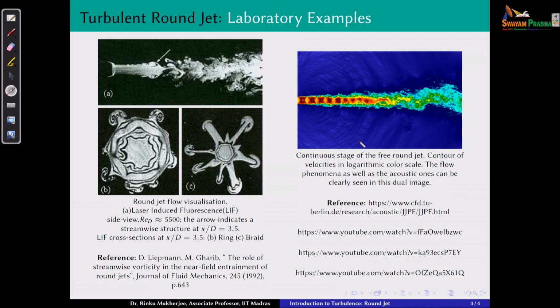It is essentially the continuous stage of the free round jet. The coloring here is the contour of the velocities in logarithmic color scale. So you have several color schemes here, and this is done so that you can predict how the velocities will behave in a jet like this. And this is from CFD. How wonderful is that?